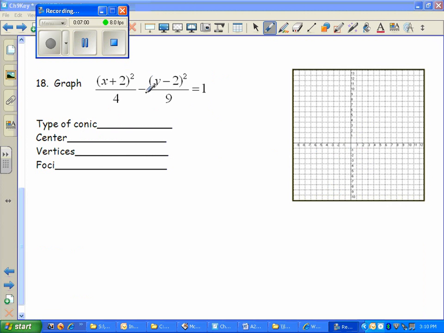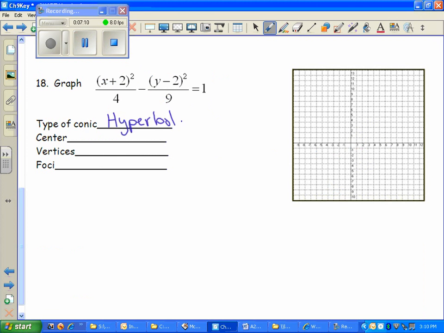On number 18, based on the fact that I have the minus sign between my x squared term and my y squared term, I know that I have a hyperbola. Since I have parentheses here, my center is not at the origin. My center will be at -2 for the x value and +2 for the y value, because remember that you need to change the sign from the points in the parentheses to get your center point. So I need to be at -2, +2, making sure I graph that right this time. -2, +2 is the center.